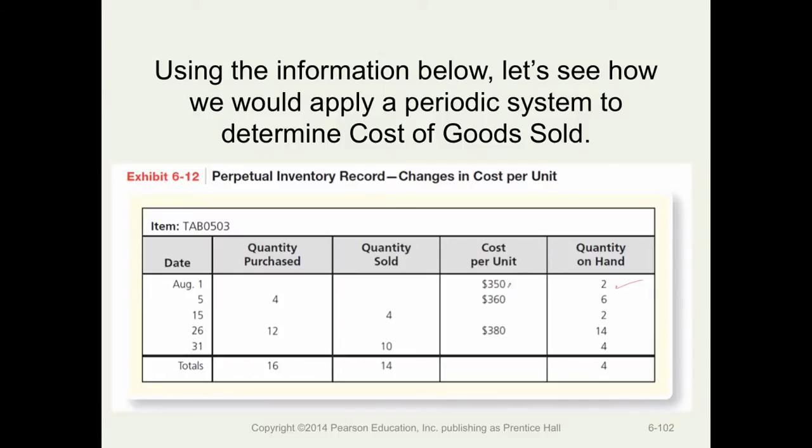And once again, we start the period, the month of August, with 2 units on hand. It costs us $350. We buy 4 units at $360. We sell 4 units, which leaves us 2 units left. Then we buy another 12 units for $380, and then we sell 10.